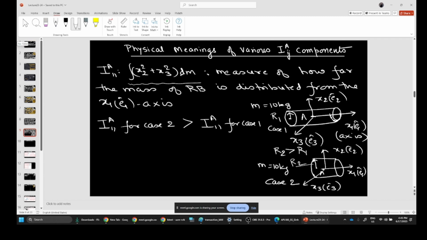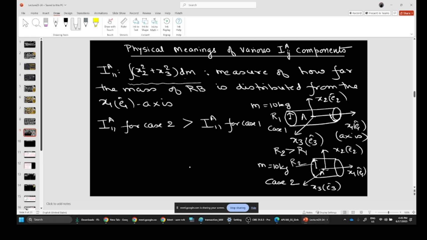Why? Because you are placing more dm, small masses, at farther distances from the x1 e1 axis. In which case? In this case 2. And that is why IA11 for case 2 will be more than IA11 for case 1. So that is what I mean, that IA11 is a measure of how far the mass of the RB is distributed.